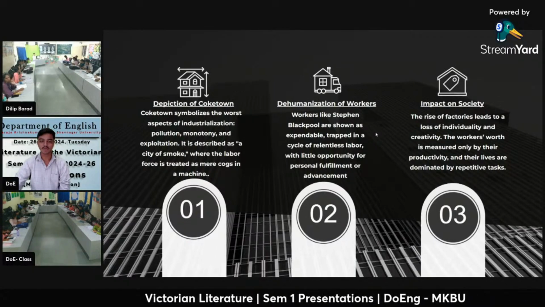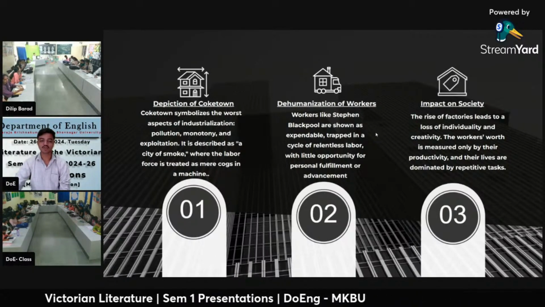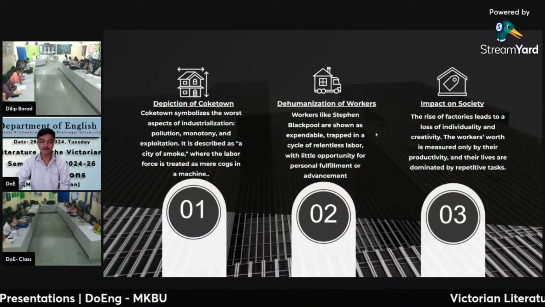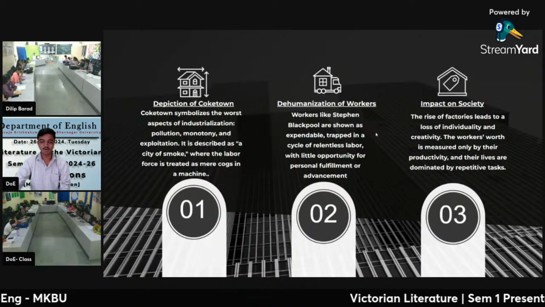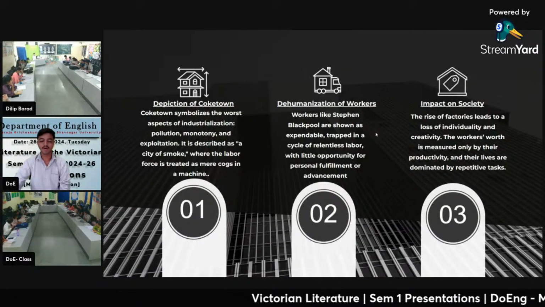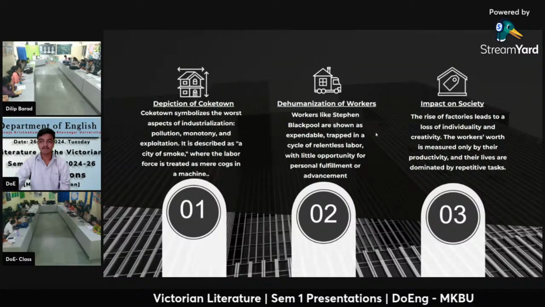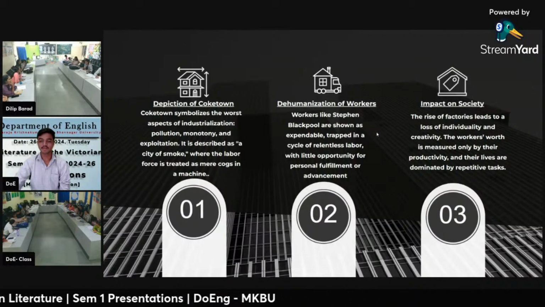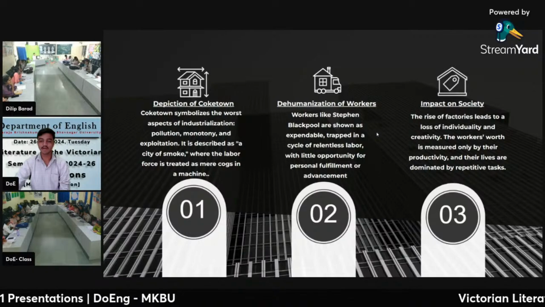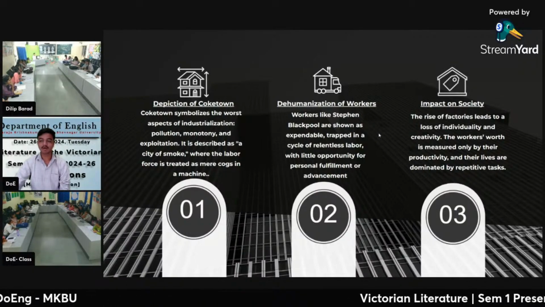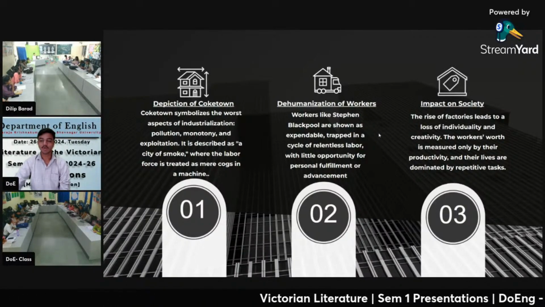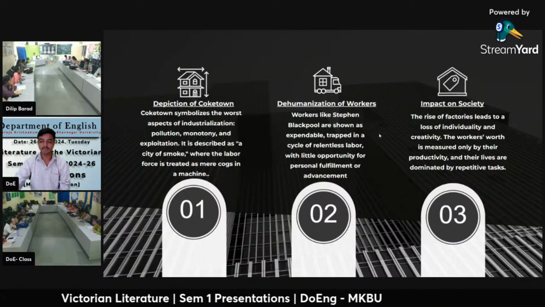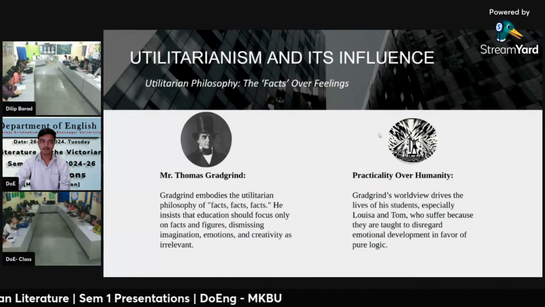Dehumanization of workers: workers like Stephen Blackpool are shown as expendable, trapped in a cycle of relentless labor, with little opportunity for personal fulfillment or advancement. Then the impact on society: the rise of factories leads to the loss of individuality and creativity. The workers' worth is measured only by their productivity, and their lives are dominated by repetitive tasks.